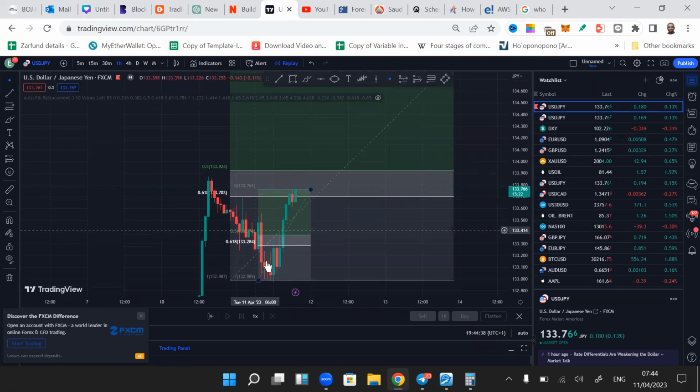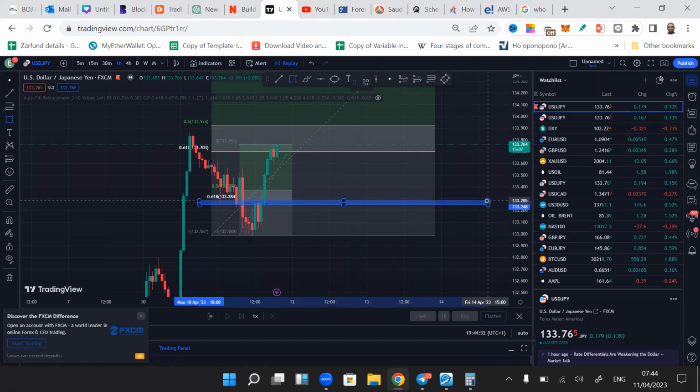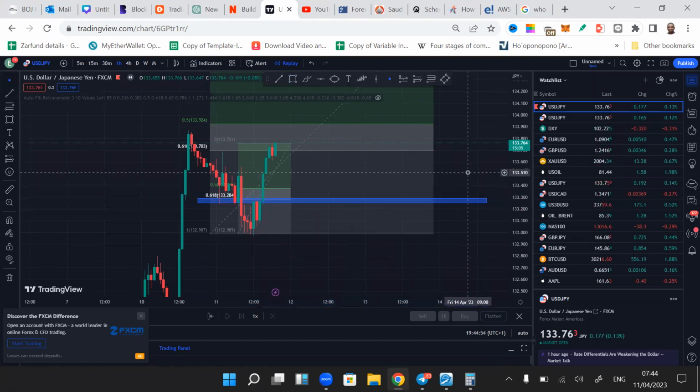I did my Fibonacci here, and I'm expecting price to come to this area. And you will notice that this is also a structural breakout. If you know how to identify a structural breakout, this is also a structural breakout here, exactly where the 61.8 is.